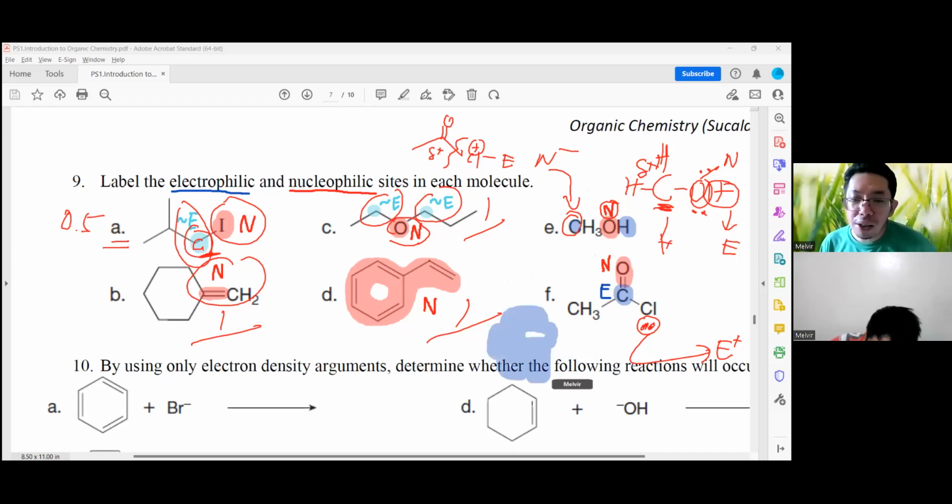So, then for letter F, I'll give you 0.5 for this dahil kulang ka. For letter F, correct na to. Nucleophile to, kasama yung double bond, pati yung carbon. You have 3 sites, no? Ng reaction. Oxygen and the double bond, which are all nucleophiles, and then electrophile, yung carbon naman, carbonyl carbon or acyl halides. So, 1. So, this is 6 points. 1, 2, 3, 4, 5. 5 over 6 ka dito. Record natin.